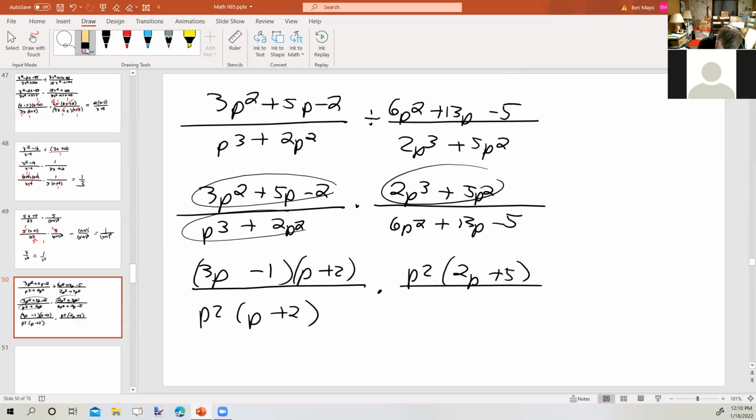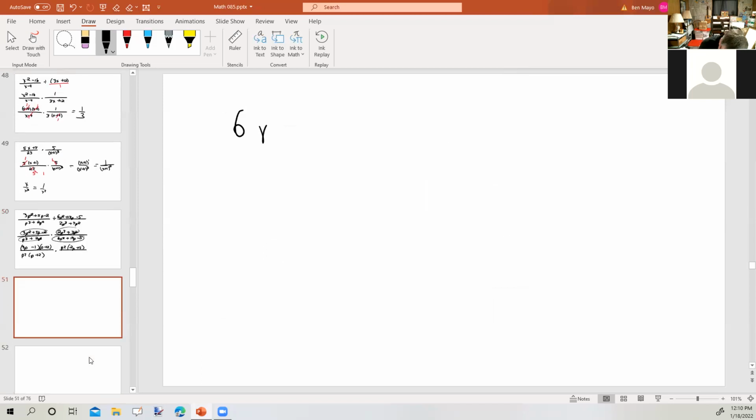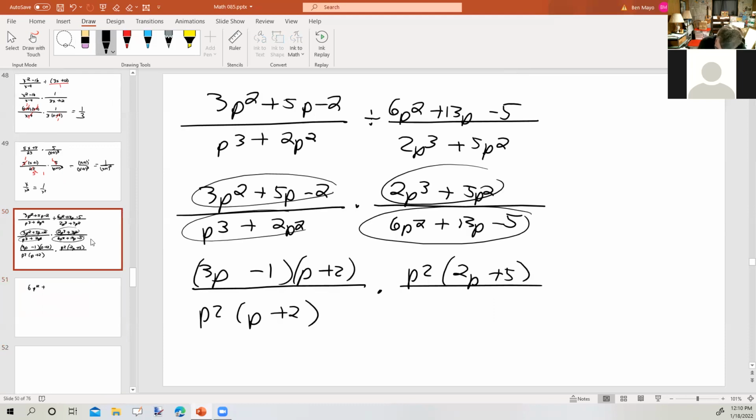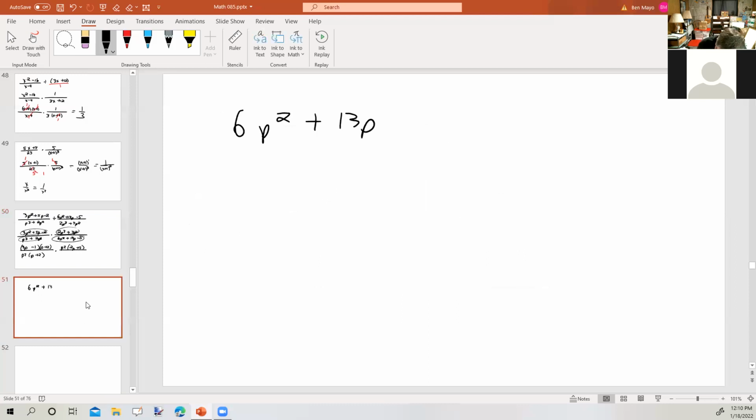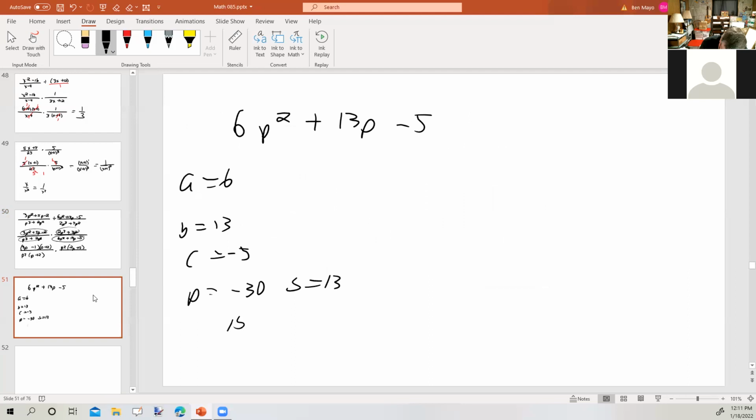Let's figure this out. Let's see. So let's take this and let's factor it. I'm going to go to the next page. 6p squared plus, is that 3p? No, 13p, okay, plus 13p minus 5. Let's see, a is 6, b is 13, c is -5, the product is -30, the sum is 13. How about 15 and -2? Yeah, so 6p squared plus 15p minus 2p minus 5.